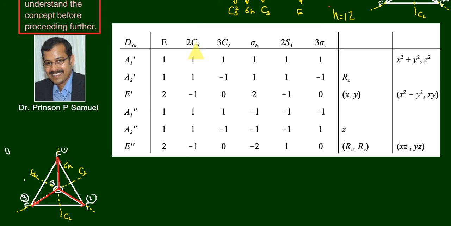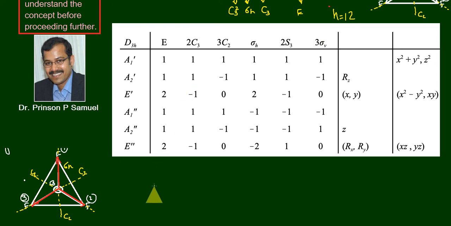We need to carry out one operation in each class. In C3 we have two operations here, C3 and C3 square. We don't need to perform C3 and C3 square together, because whatever operation you are carrying out, the character is not going to change within a particular class. So we have to do only C3 alone here. Here we have to do only one C2, here only one S3, and here only one sigma v. That's all, because that will give the character of the other elements in the same class.